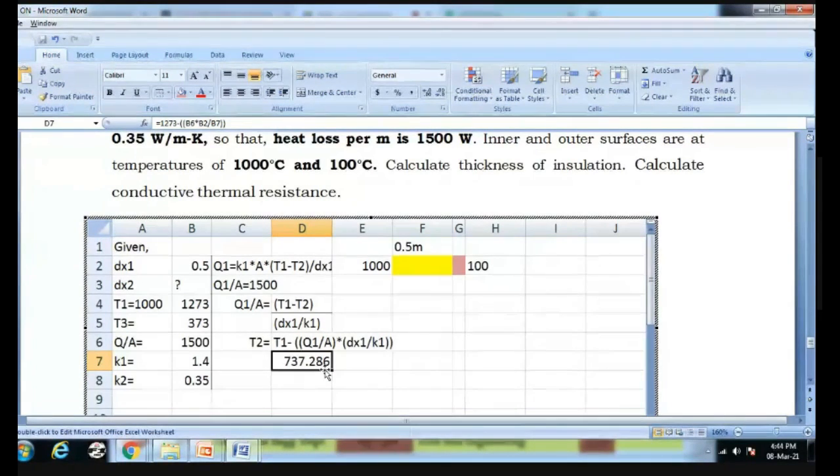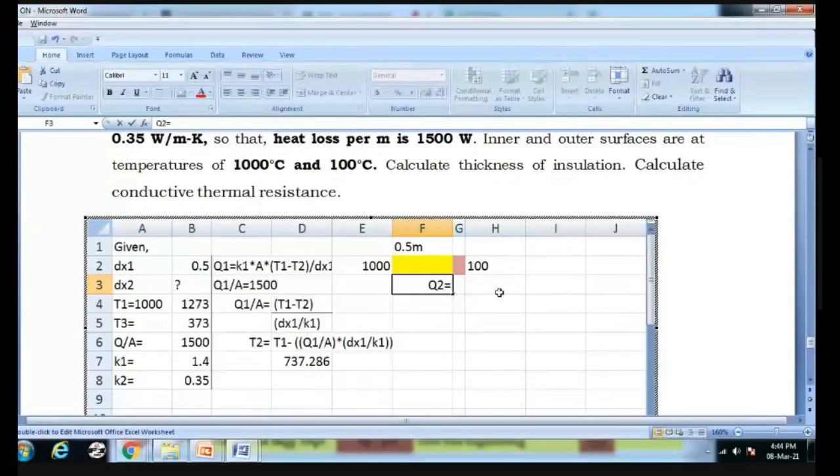Is it correct? Now you can solve the next one, Q2. Q2 is equal to, what is Q2 becoming? You write here Q2 and then equal to, what is Q2 becoming?